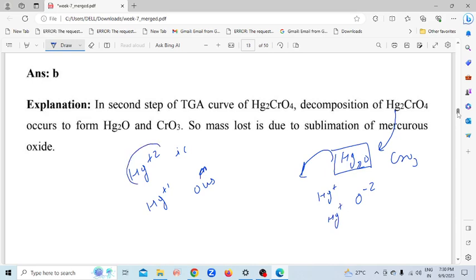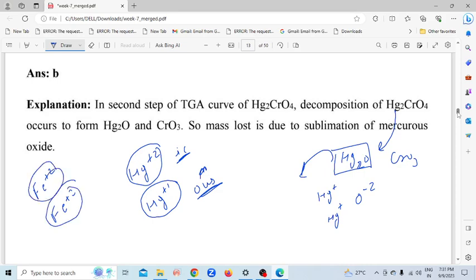If the oxidation state is higher, the suffix will be -ic, like mercuric, and if the oxidation state is lower, then it is -ous, like mercurous. Same in Fe+2 and Fe+3: Fe+3 is called ferric and Fe+2 is called ferrous, like that. Because it is Hg+ here, the right answer is mercurous oxide. So due to sublimation of mercurous oxide, your weight loss will be there.